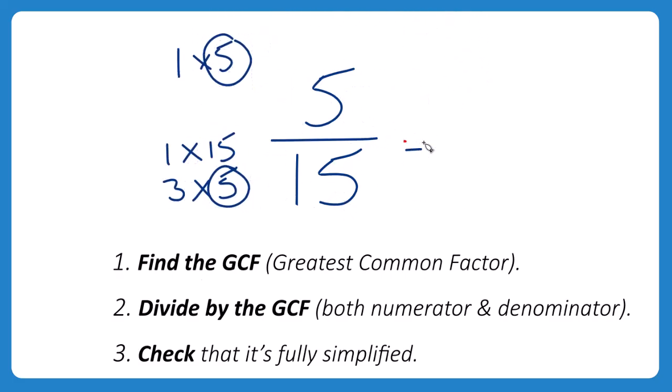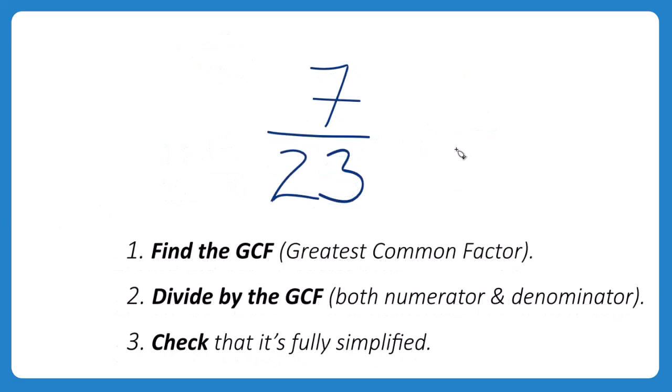5 divided by 5 equals 1. 15 divided by 5 equals 3. So we've simplified 5/15 down to 1/3. And we can't simplify this any further. That's it. All right, I think you're getting it now. So let's try something a little more difficult. So I'll be honest, this one's a bit of a trick. Give it a try, but don't spend too long.